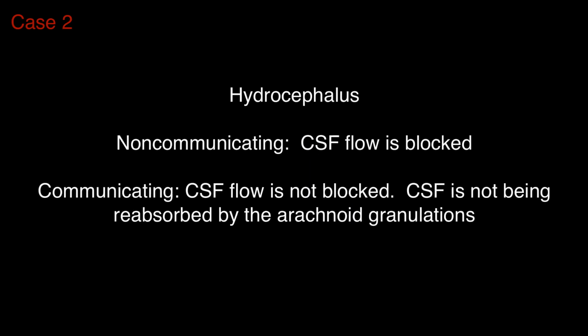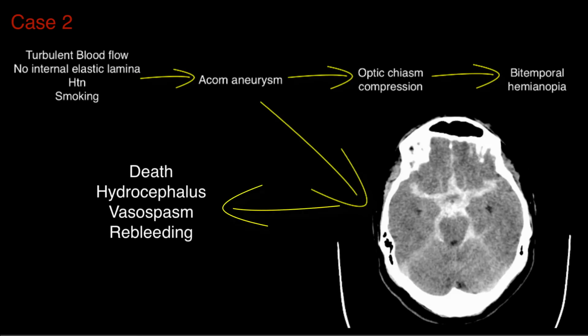After the bleeding is stopped, you still need to look out for hydrocephalus from clots blocking any CSF flow, or from the blood blocking up the arachnoid granulations. Something blocking the flow is termed a non-communicating hydrocephalus, and a failure of the arachnoid villi is termed a communicating hydrocephalus. Another thing to look out for is vasospasm and rebleeding.